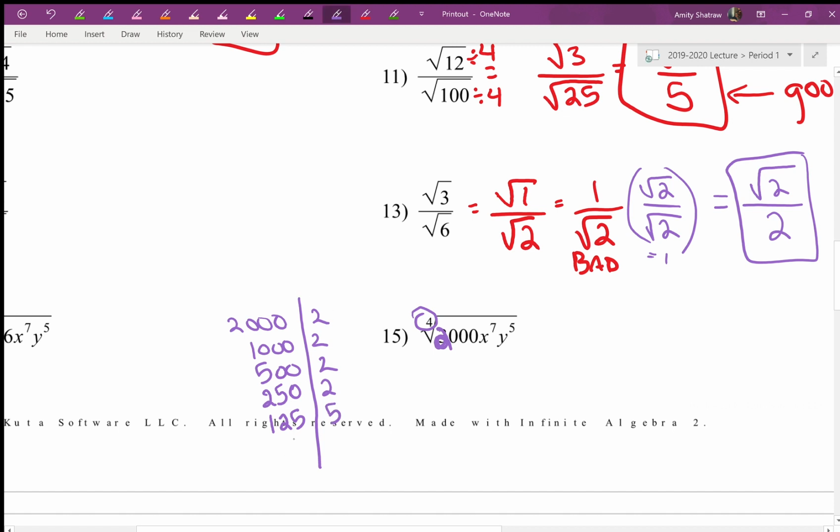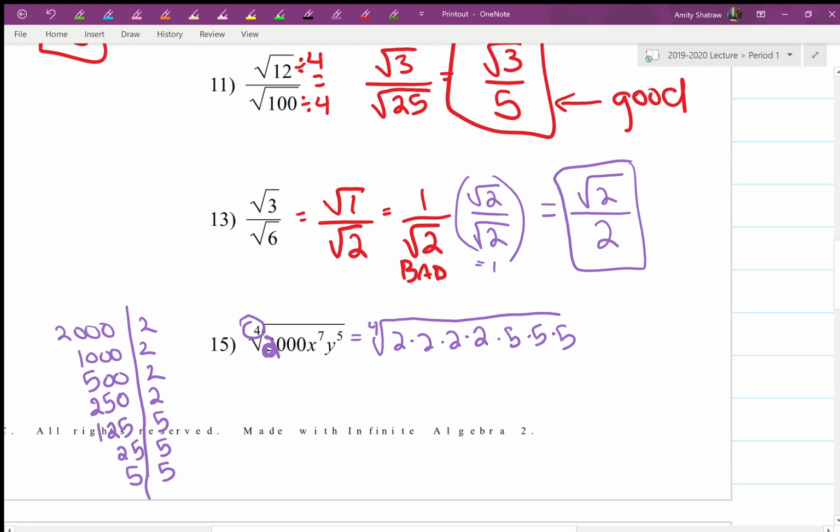125, let's see, I can divide that by 5 and get 25. I can divide that by 5 and get 5. And I'm bringing that last 5 over. There's only 4 2's in here. There's not 4 5's. So my answer will have all of my 5's still inside of the radical. Here, I'll show you. This is 2 times 2 times 2 times 2, and this is 5 times 5 times 5. But not just that, I had 7 x's, 1, 2, 3, 4, 5, 6, 7, and I had 5 y's, 1, 2, 3, 4, and 5.